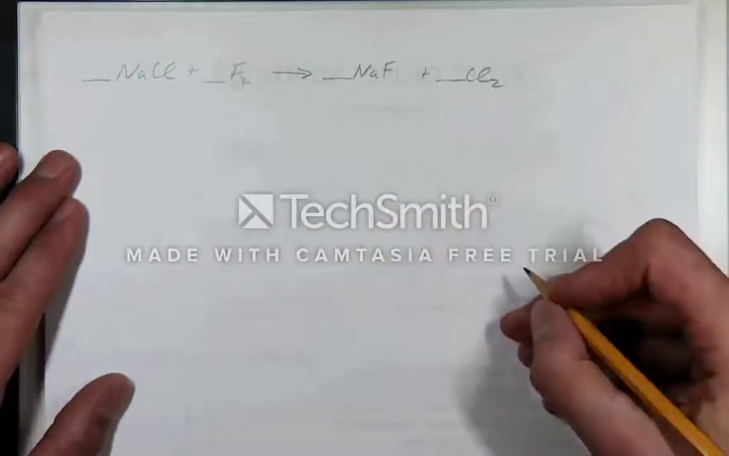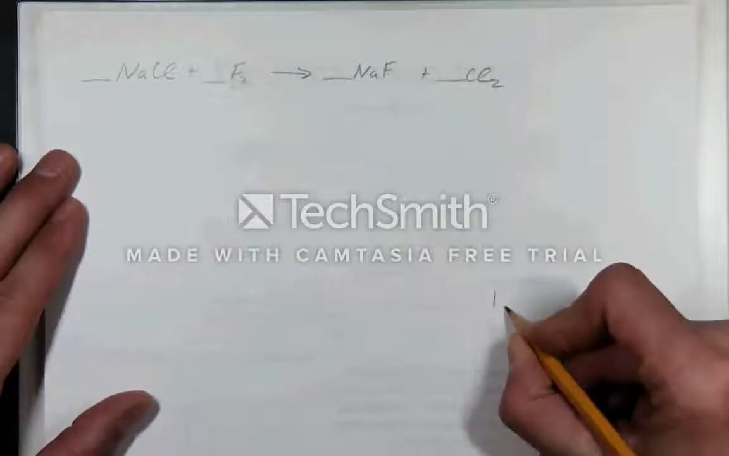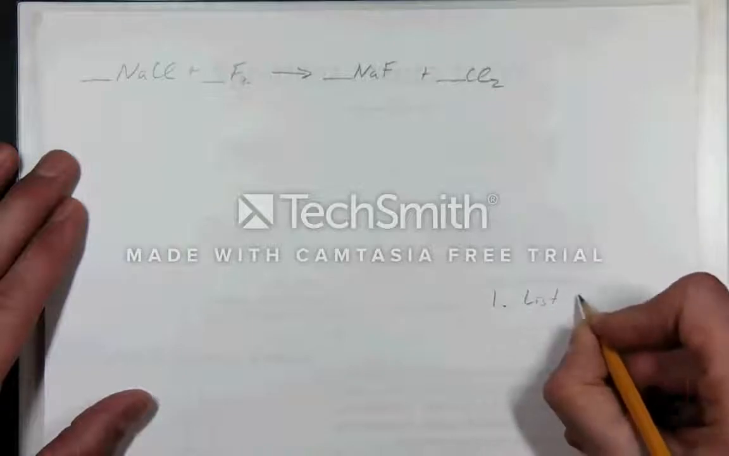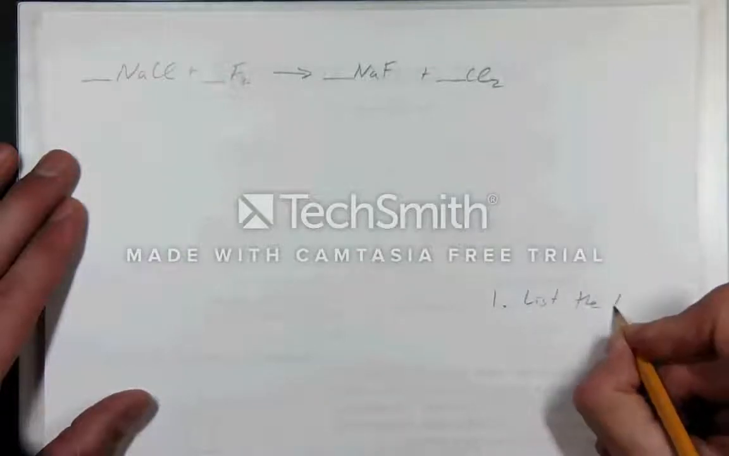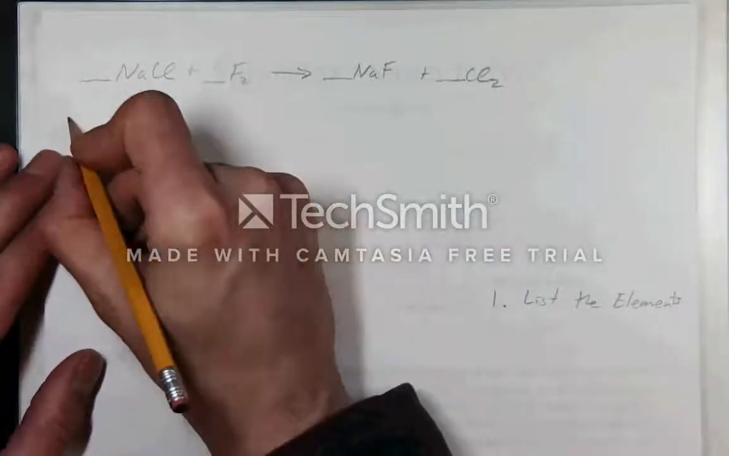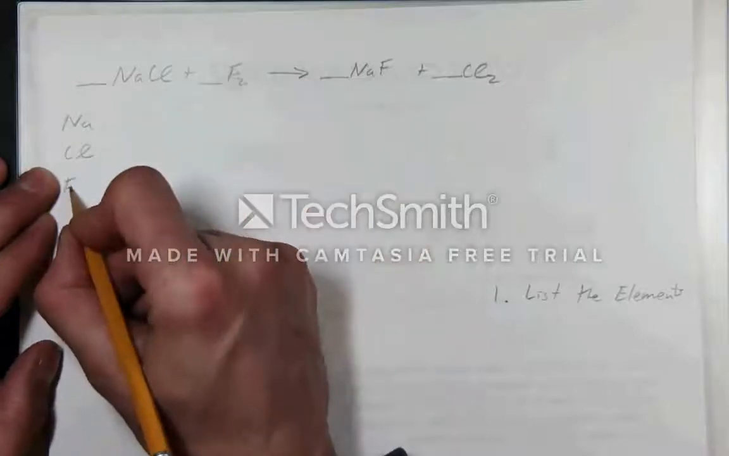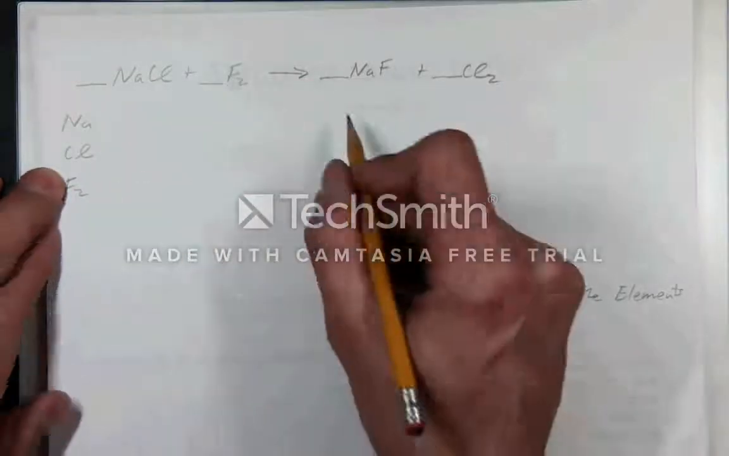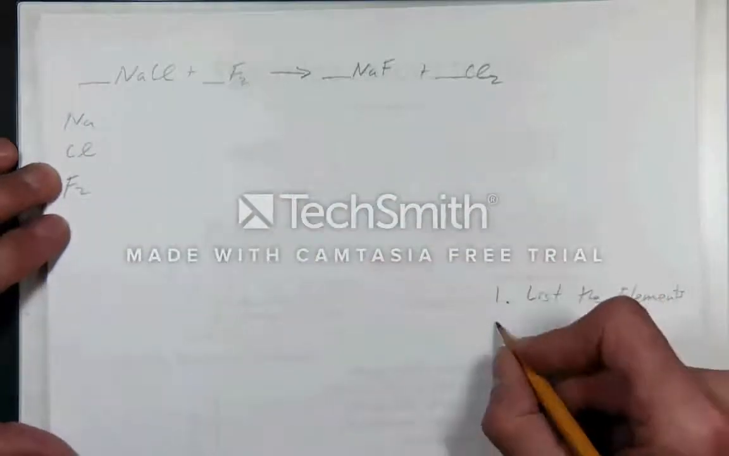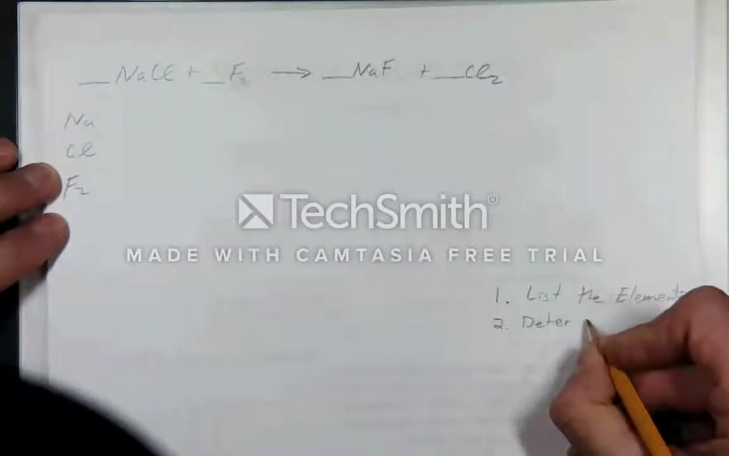Right, so let's write these steps down. First thing we'll do here is list the elements. So I'll list the elements down the side. I have sodium, I have chlorine, and I have fluorine. Don't need to bother looking on the product side. If they're in the reactants, they'll be in the products. So the second step now is we determine how many atoms of each element there are.